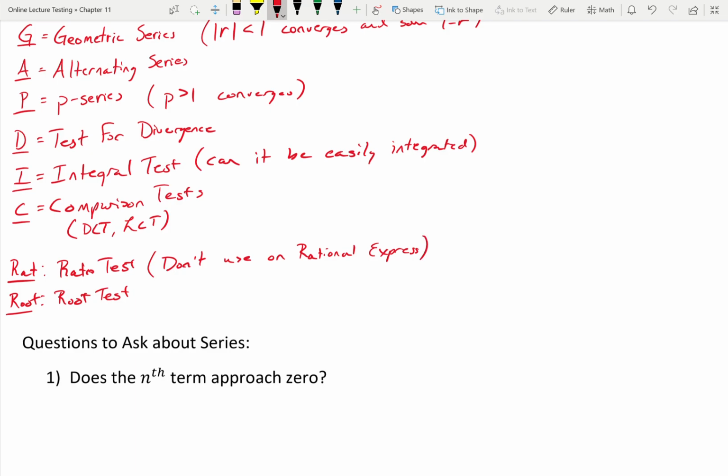What I mean by that is do not use it with polynomials, or a polynomial divided by a polynomial. So the ratio test has that pitfall there. Okay, so these are just some quick ones to go through.